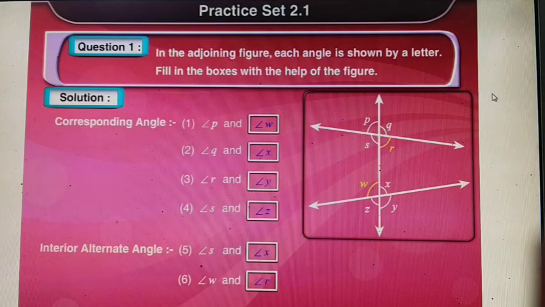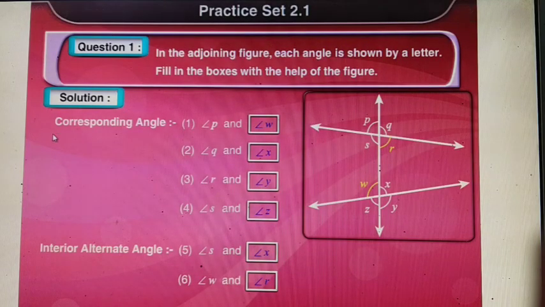Okay students, now let's start practice set 2.1. Question number 1. In the adjoining figure, each angle is shown by a letter. Fill in the boxes with the help of the figure. Please students, open your textbook and try to solve it on your own.